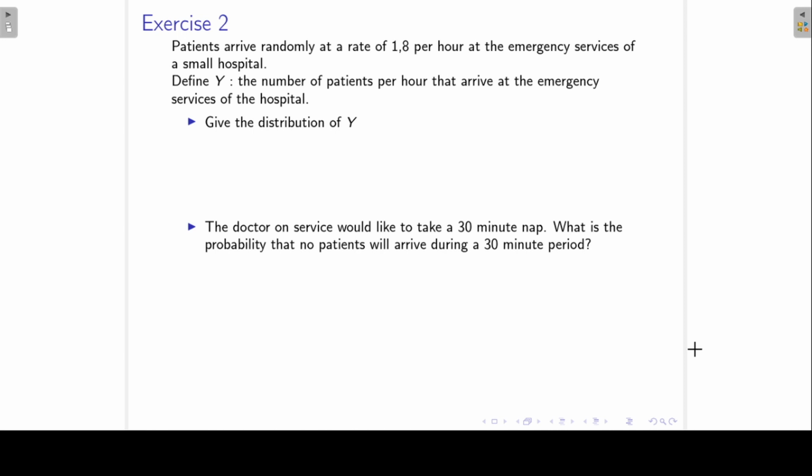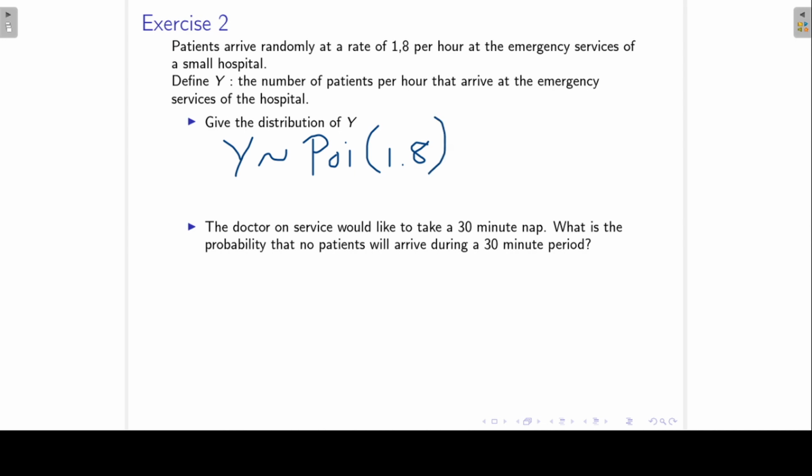So y will follow the Poisson distribution because we are counting the number of scarce events in a certain time interval. So the arrival of patients at the emergency service is a scarce event, and the time interval that we are interested in here is an hour. So we can say that y follows the Poisson distribution and the parameter is 1.8.